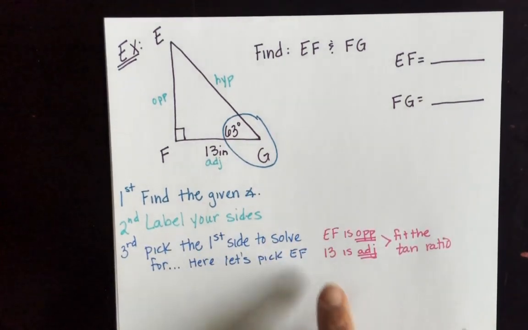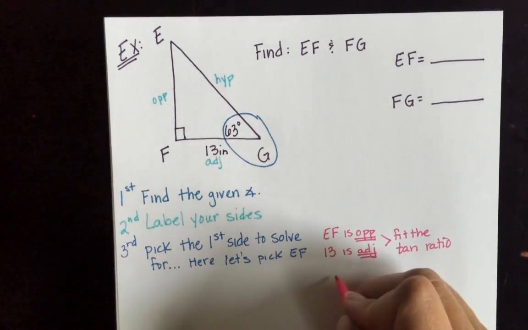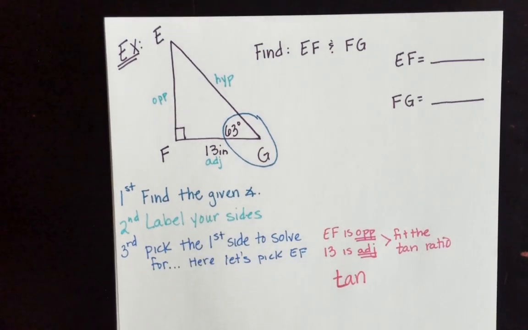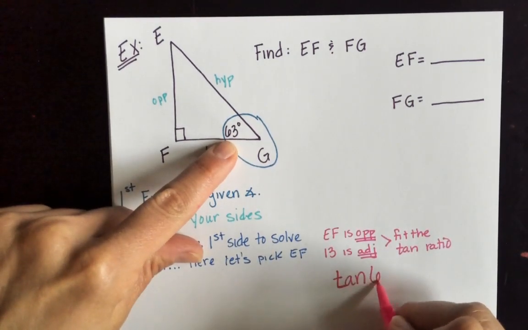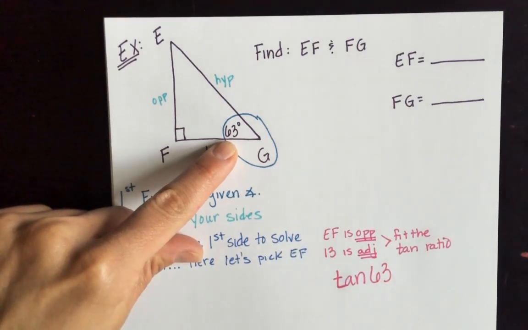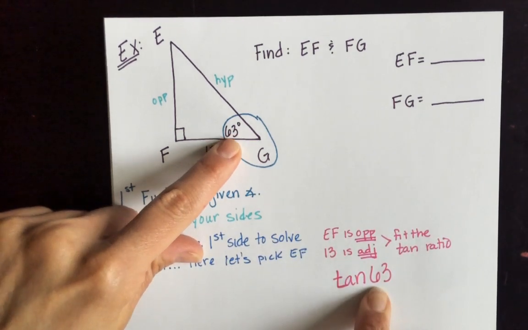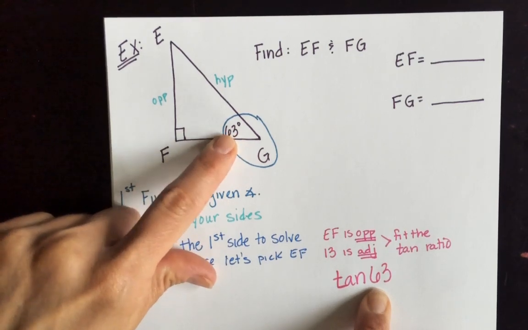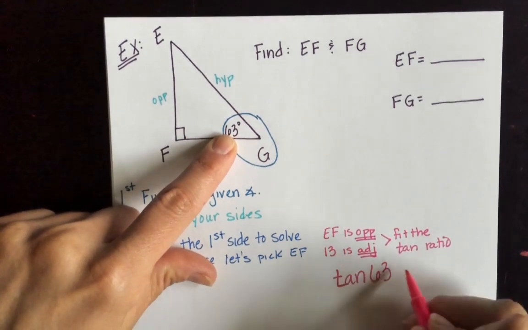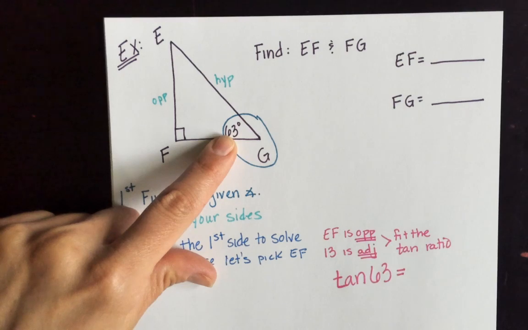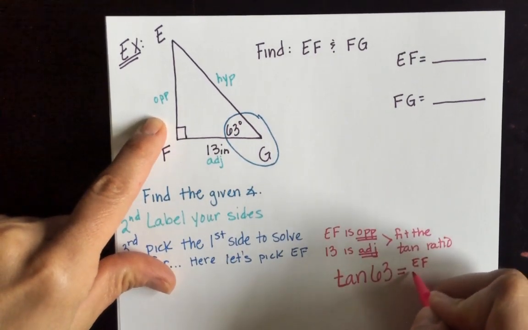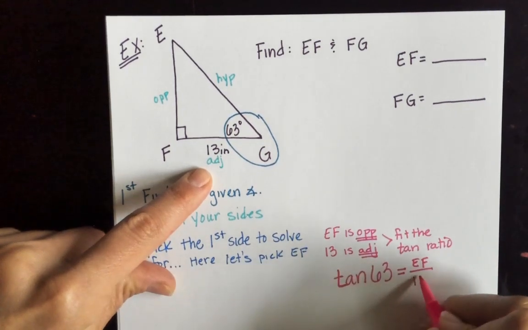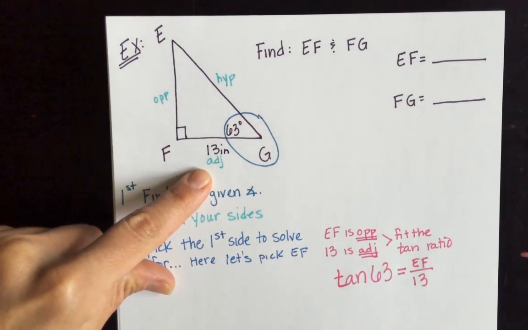So if I wanted to solve for EF, I'm going to do tangent, and instead of G, it tells me 63. So I'm not going to write G anymore. I'm going to substitute in that number because I know it. And then I'm going to write my definition. Opposite, EF, over adjacent 13.